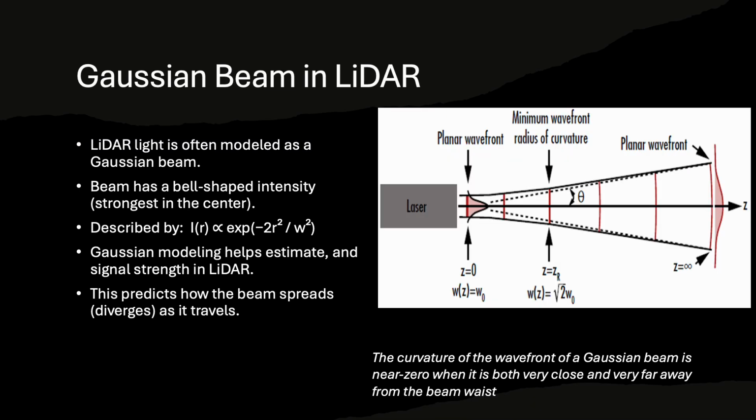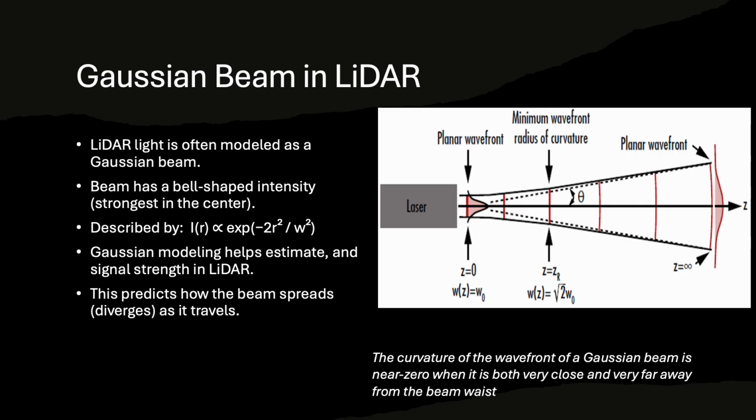And to tie this to our class, when we learn about Gaussian beam, Gaussian beam and LiDAR, looking at this figure, we can see how the laser beam intensity is distributed. The beam is strongest at the center and gradually fades towards the edges, following a bell curve.